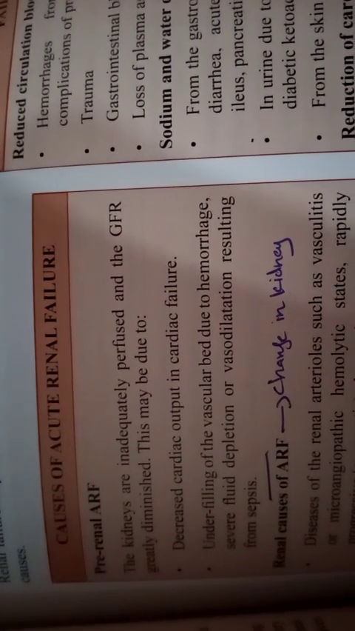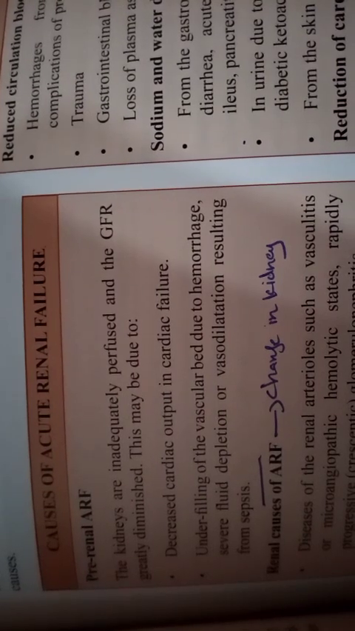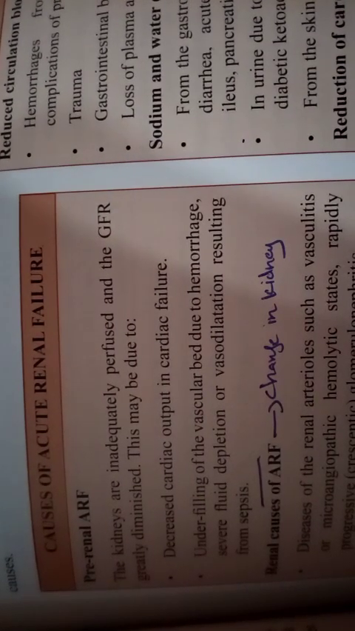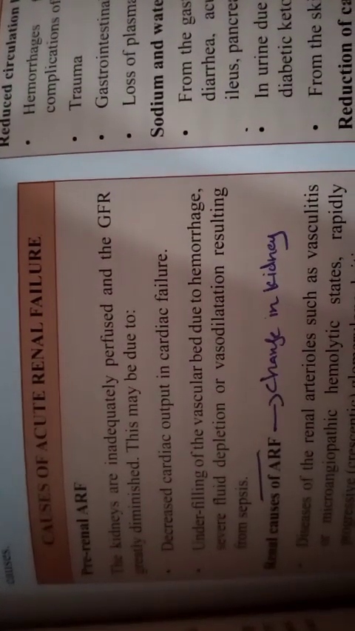Pre-renal ARF. The kidneys are inadequately perfused and the GFR is greatly diminished. This may be due to decreased cardiac output in cardiac failure, underfilling of the vascular bed due to hemorrhage, severe fluid depletion, and vasodilation resulting from sepsis.